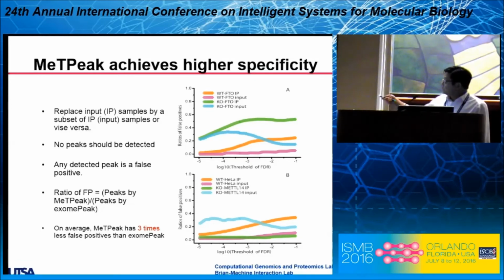So as you can see here, all the values over these 4 different data sets are below 1, representing that MACDB actually has a smaller number of false positives. So on average, MACDB has 3 times fewer false positives than Axon peak. So these are the results across these 6 different data sets.